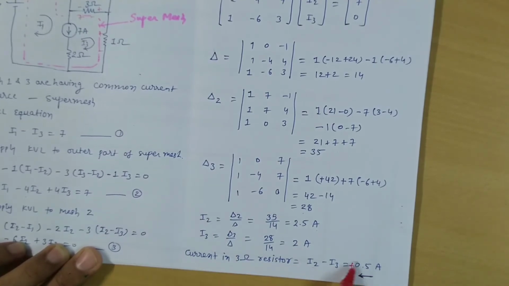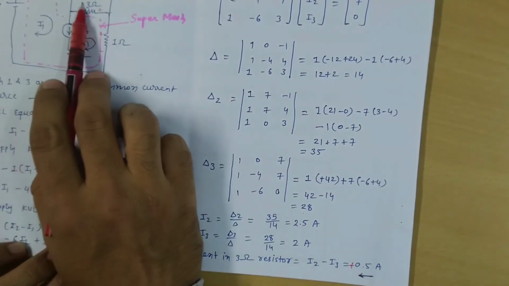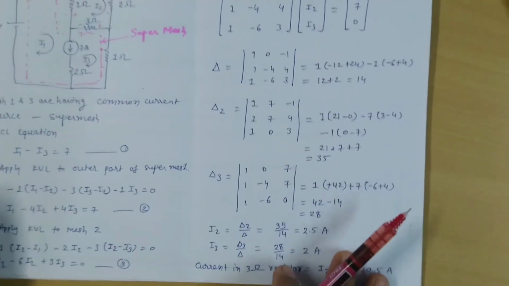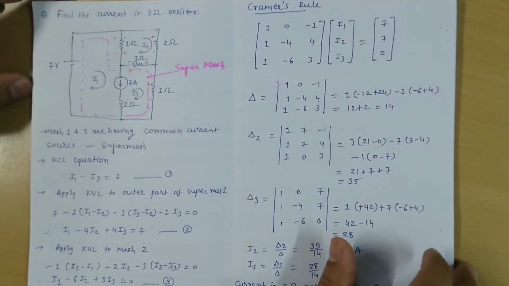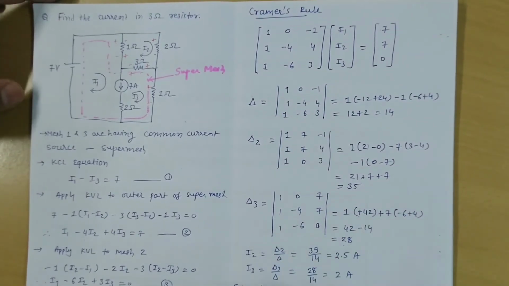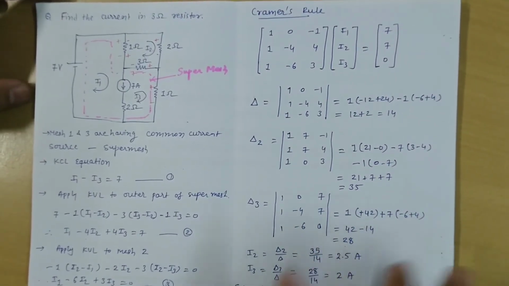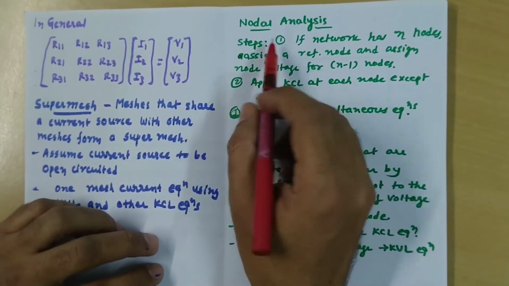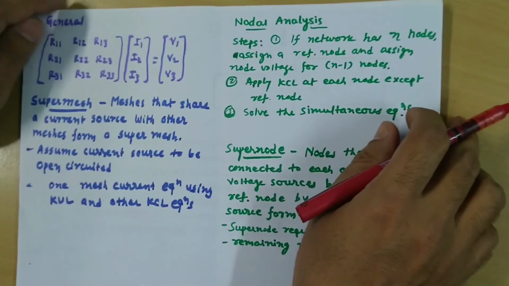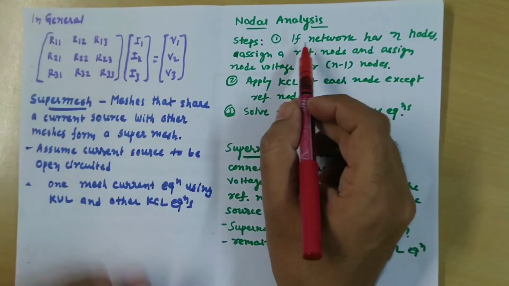The sign of the current is positive, that's why the assumed directions are correct, and we are getting current from right to left. So this was about mesh analysis and analysis in case of super mesh. Another method is nodal analysis, which is based on Kirchhoff's current law. The steps for nodal analysis are like this.